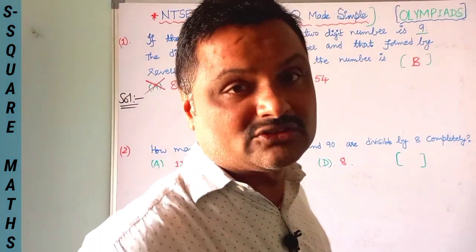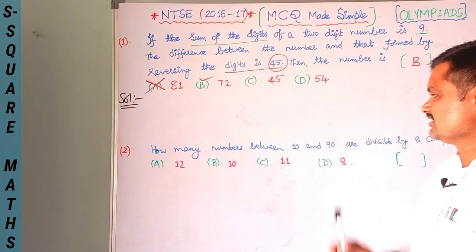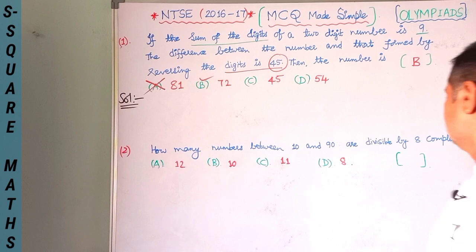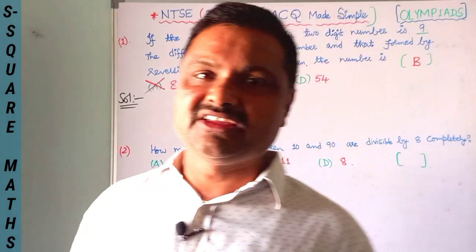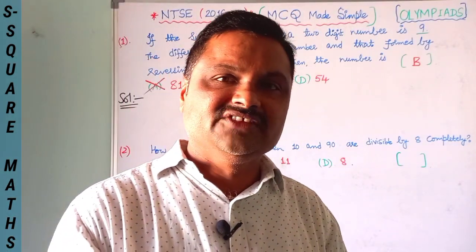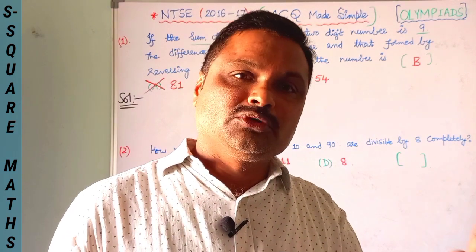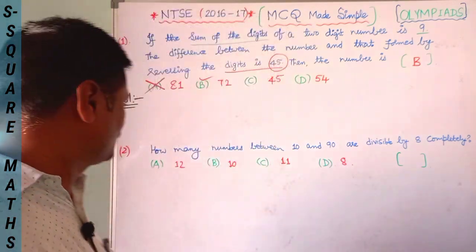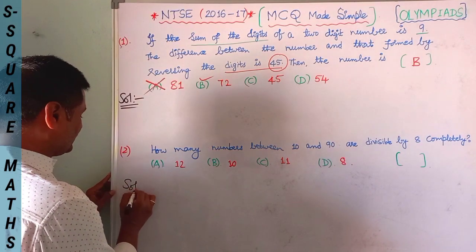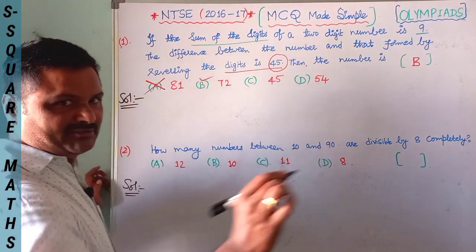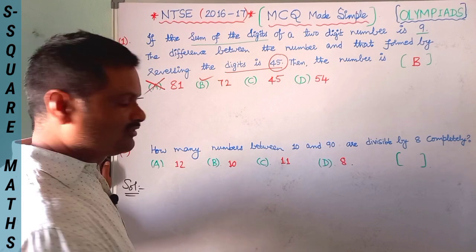Next, going through the next problem: how many numbers between 10 and 90 are divisible by 8 completely? Nothing but you have to pick up the multiples of 8 which are 2-digit numbers, up to 90 itself. So here, if you observe carefully, let us write all the multiples of 8 from 1 to 100.